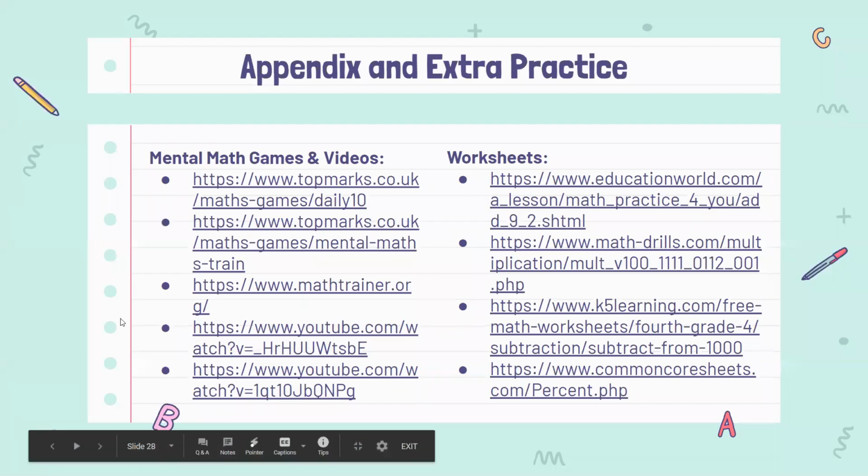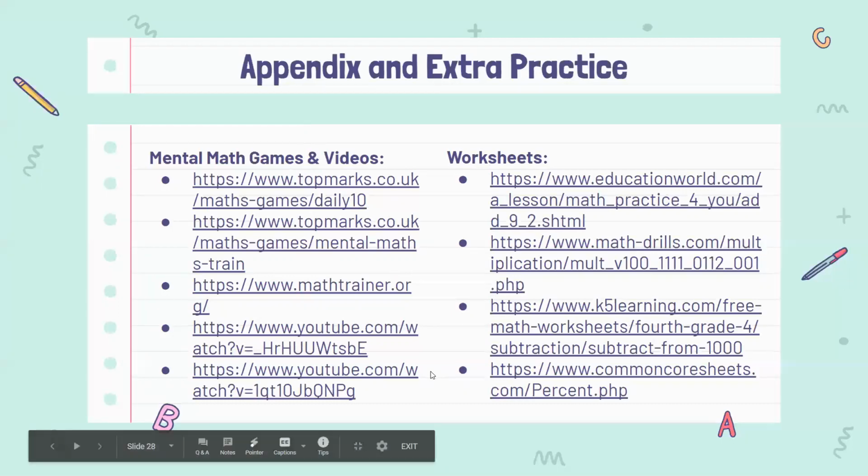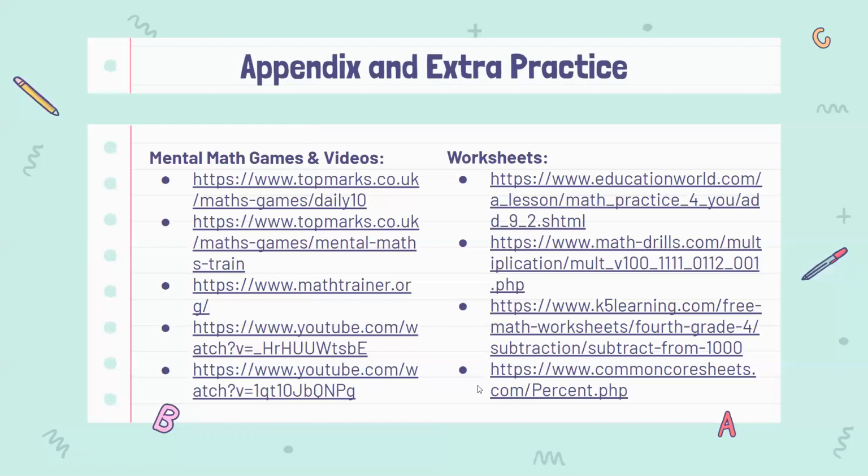Here is a slide for extra practices, including mental math games and videos, as well as worksheets. You can find links to different games to do mental math or additional worksheets to help you practice problems if you ever need help on any of these 4 mental math tricks.